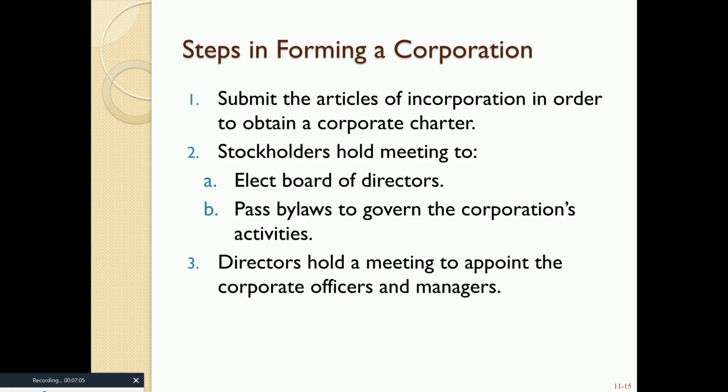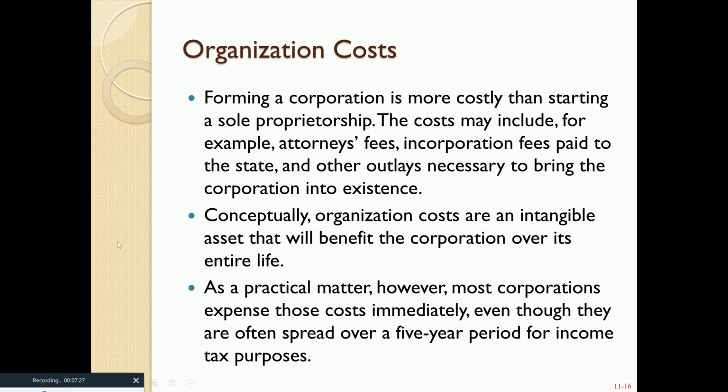The board of directors, by the way, they set the general theme of the corporation, general direction. They don't run the day-to-day business. The board of directors ultimately is going to hire a management team to do that. The directors are going to hold a meeting, and they're going to appoint the management team. Forming a corporation does have a lot of organizational costs up front, and so that's a big disadvantage, but it needs to be done.